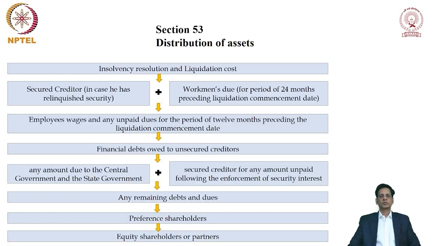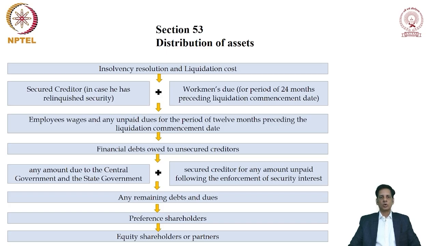Now we come to the most important section, which is section 53, also called the waterfall section, which gives you the waterfall mechanism, which we have already covered at the time of CIRP, but just for the sake of it, we are going to cover that once more under liquidation so that we know how liquidation proceeds should be distributed.